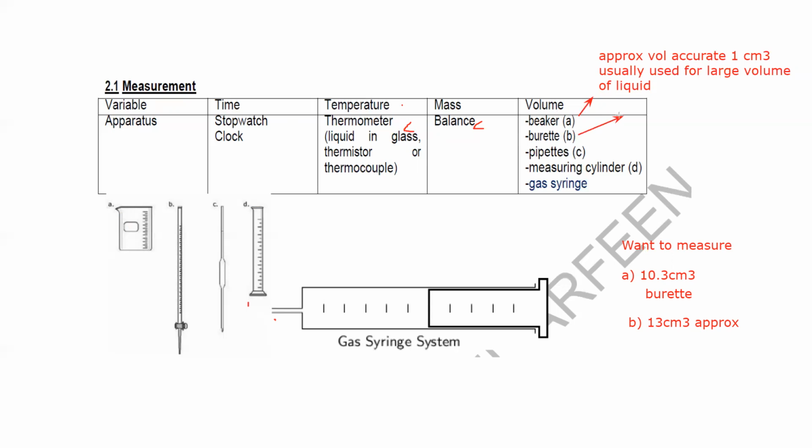A burette is accurate to 0.1 cm cube and measures a maximum of 50 cm cube. A pipette measures only 25 cm cube accurately.